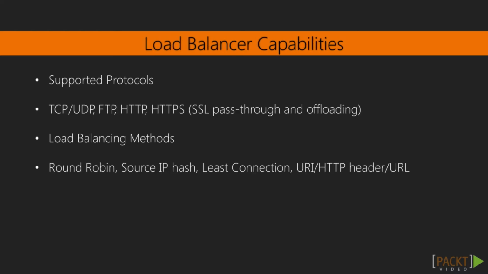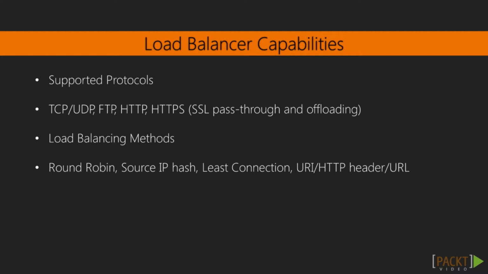What are the capabilities of the NSX load balancers? We have supported protocols. We can use a simple TCP UDP protocol, so we stick with layer 4 within the network, or we go up to layer 7 and use FTP, HTTP, HTTPS. Within HTTPS, we can use either SSL pass-through or offloading. Offloading means that the load balancer handles the whole certificate stuff, and pass-through means the certificate is passed by the load balancer to the backend server, and this one takes care of the certificate.